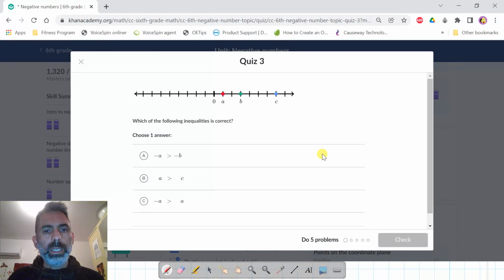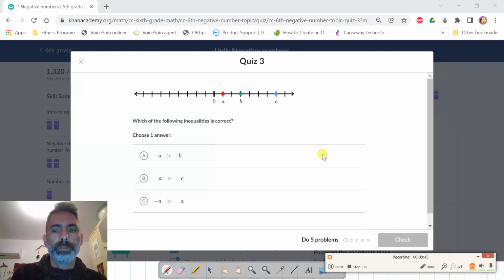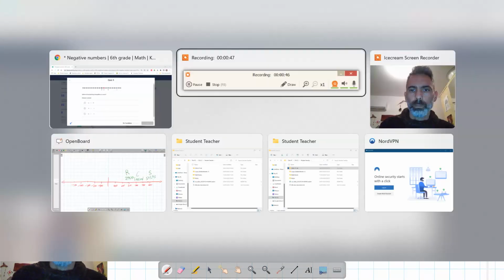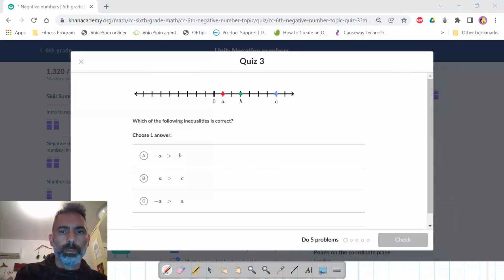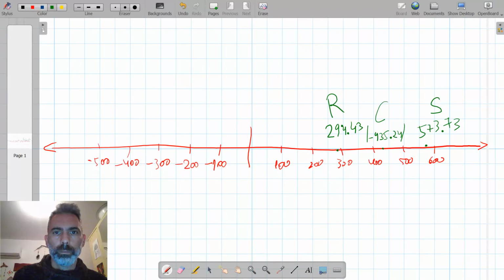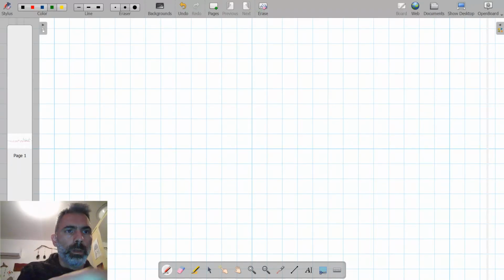Which of the following inequalities is correct? Okay. So let's draw another line.